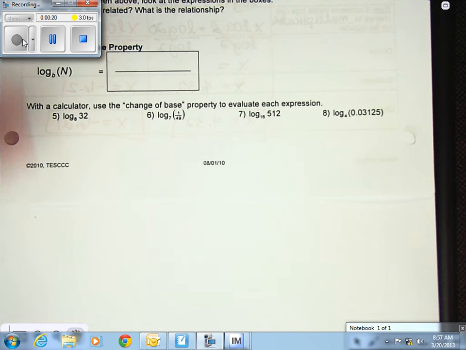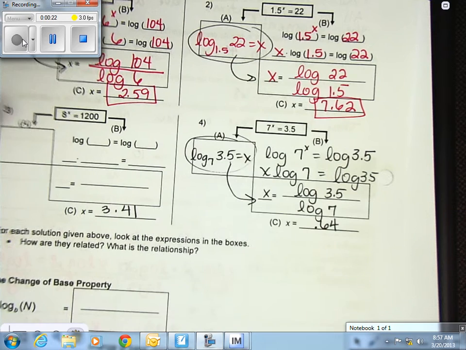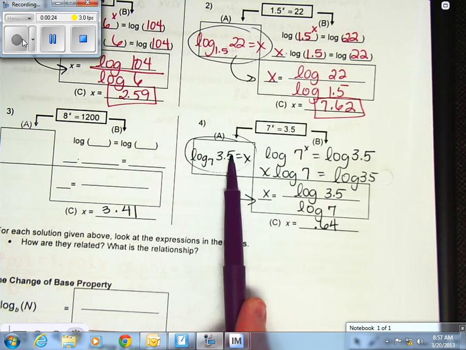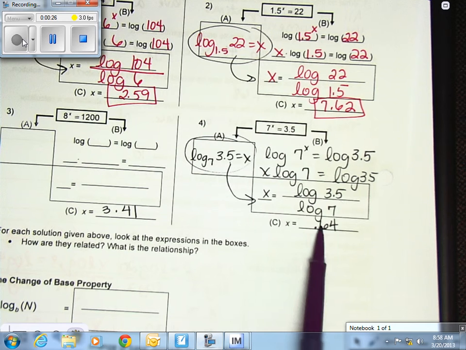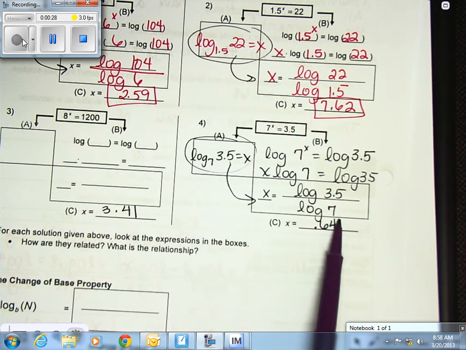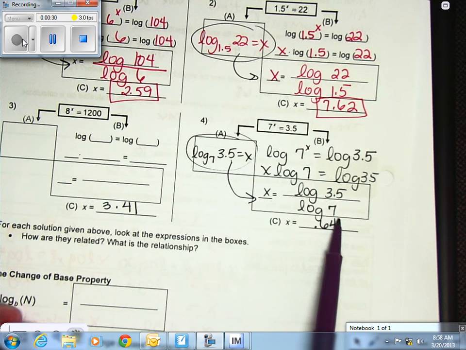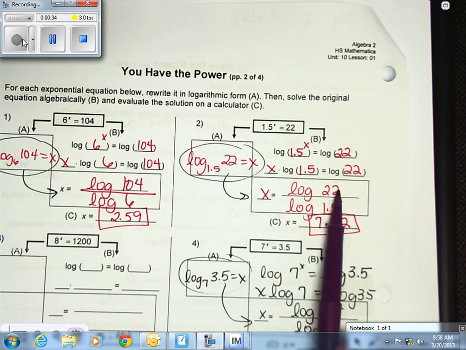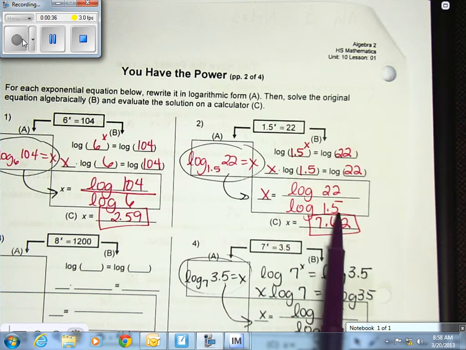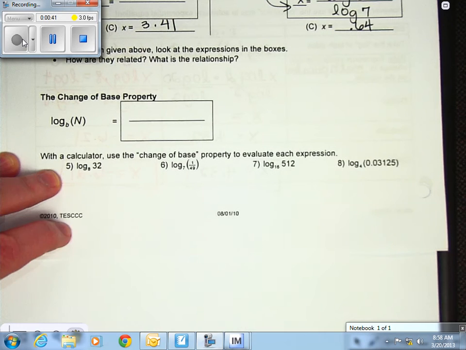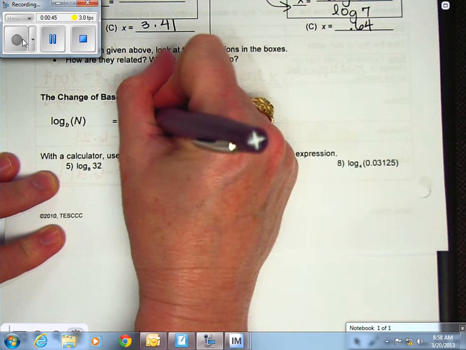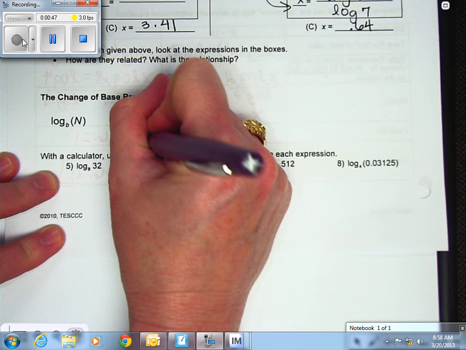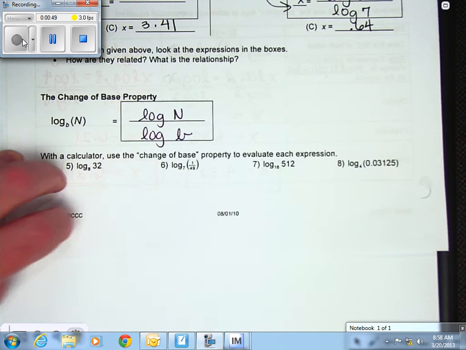Whenever we did this, if you'll notice when we looked at these examples, when it was log base 7 of 3.5, to get our answer we did log of 3.5 divided by log of 7. When it was log base 1.5 of 22, we did log of 22 divided by log of 1.5. So if we follow that same pattern here, we would want to have what on the top? Log of n divided by log of b. That is what we call the base changing formula.